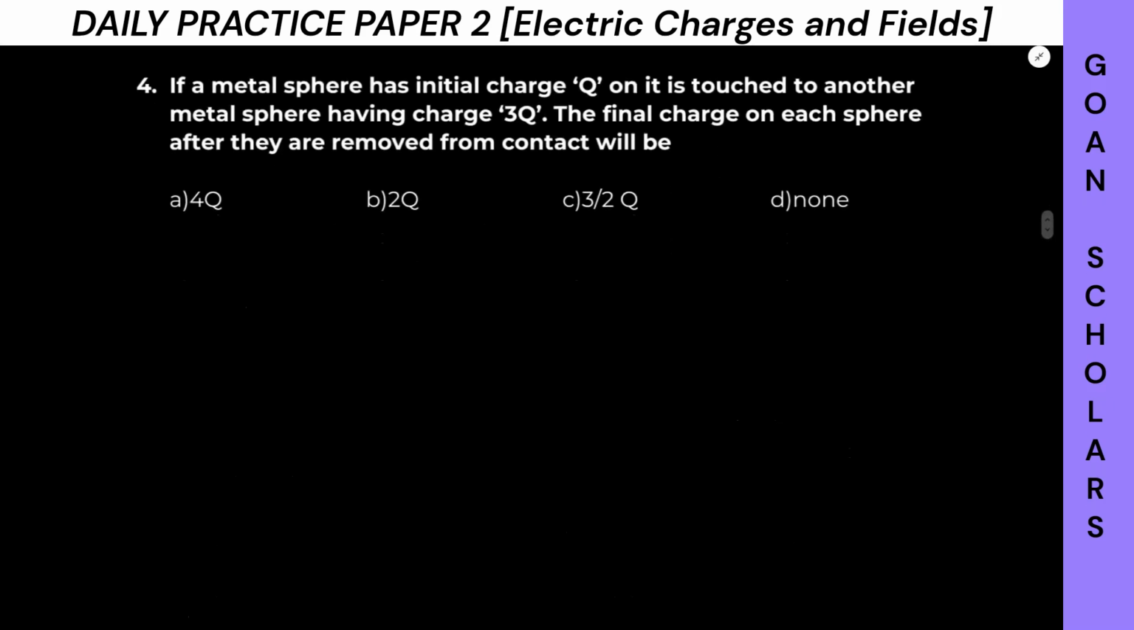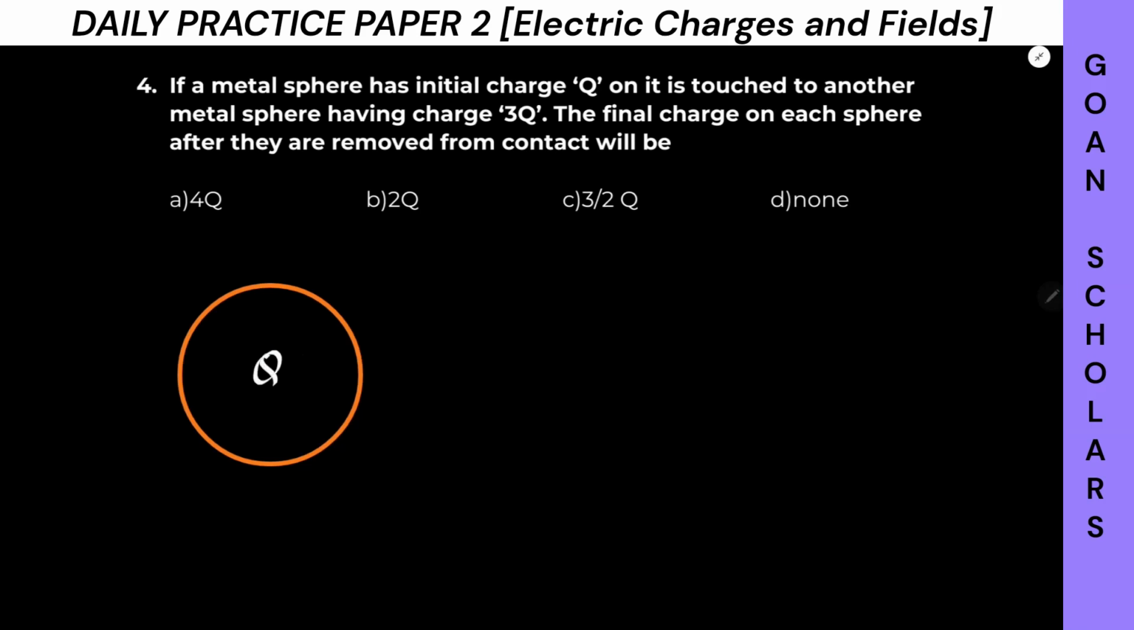Let's move to question number 4. Question number 4 says if a metal sphere has an initial charge of Q. So let's draw a metal sphere here. One second. So this is our metal sphere, and what's the initial charge on it? Q.